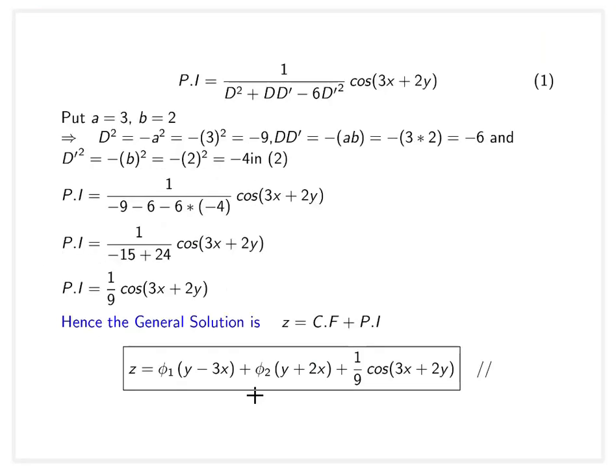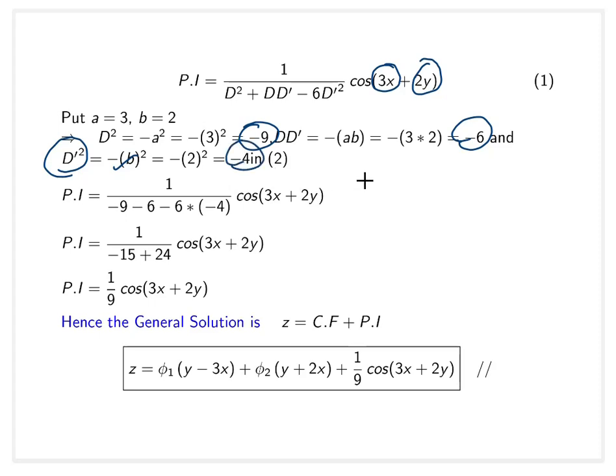So particular integral is 1 by f of D, D dash into cos of 3x plus 2y. So replace a is equal to 3 since coefficient of x is 3 and b is equal to 2 since coefficient of y is 2. So therefore D square is equal to minus a square, a is equal to 3, so we can get minus 9. And also D D dash is nothing but minus a into b, replace a and b, so we can get minus 6. And D dash square is equal to minus b square, so replace b is equal to 2, we can get minus 4.